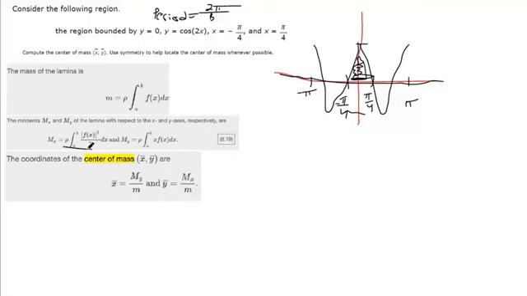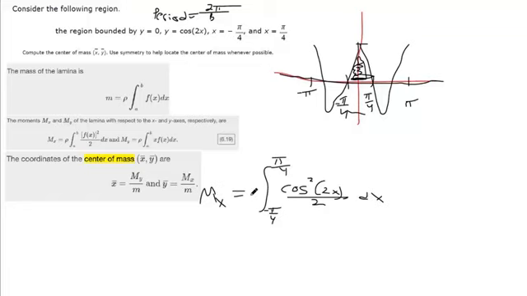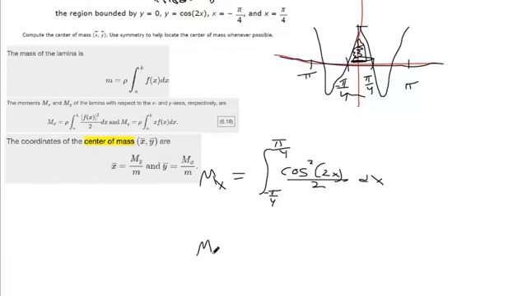So to find those moments, we're going to integrate from negative pi over 4 to pi over 4 of f of x squared, so cosine squared 2x, over 2. And then we need to integrate from negative pi over 4 to pi over 4 x times cosine 2x.